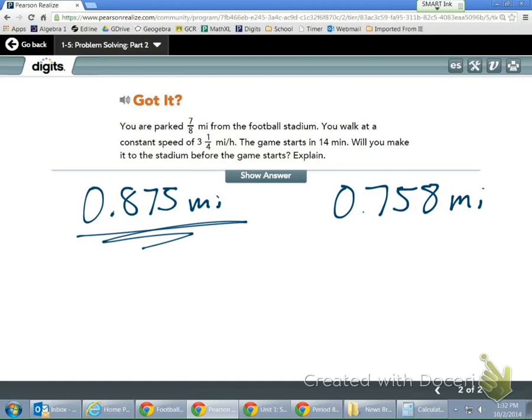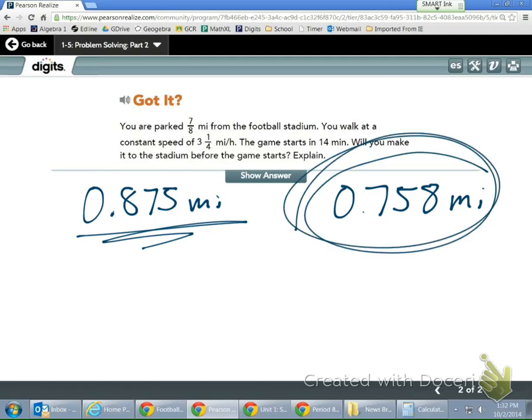Now the light bulb's going off for some people. Because what they're saying is, this is how far we can go with only 14 minutes. But in reality, the other number right here, that is how much we need to go. There's just not enough time. Other than that, you have to somehow get faster. You have to run faster.